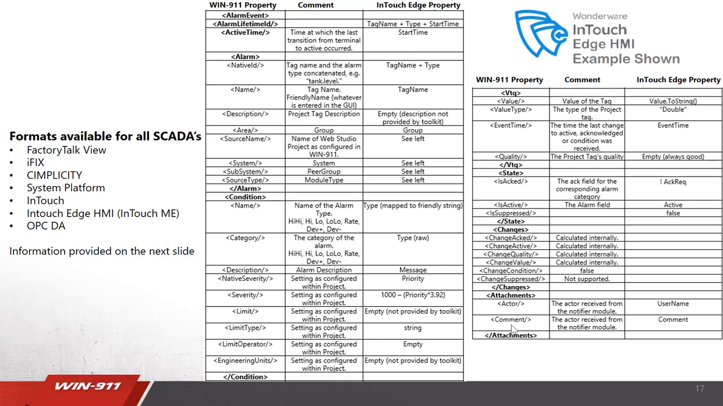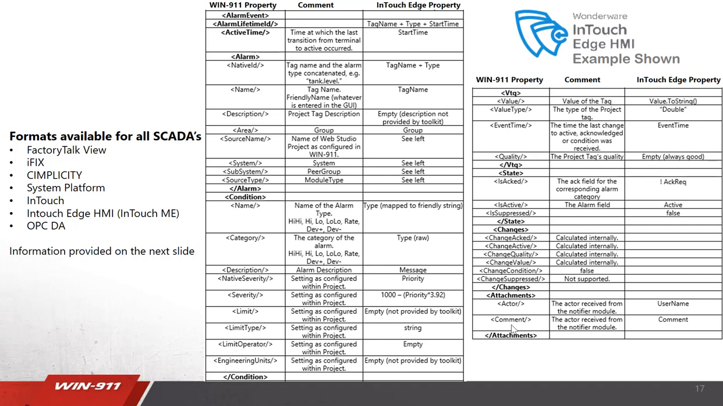encapsulates the details that are particular to the alarm point. So if you imagine a water tank with perhaps a high alarm, a low alarm, maybe a deviation or a rate of change alarm on it, at the end of the day, that water tank is still the point that hosts all of those alarm conditions. And so here by alarm, we're talking about the alarm point, and that alarm point has a native ID. That's typically a tag name, a block name, an object name from the SCADA. In the case of InTouch Edge, that's the tag name plus type.